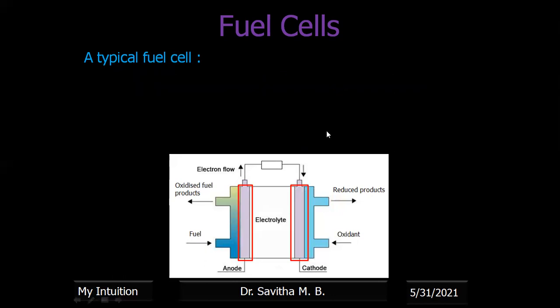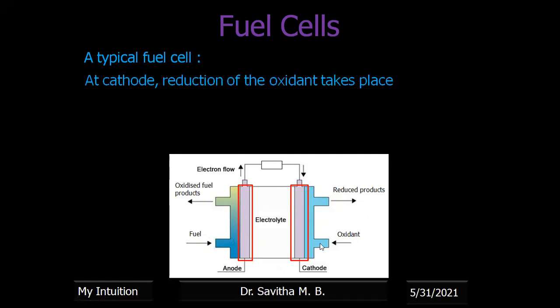Now, at the cathode, what happens? Reduction reaction takes place. That is, the oxidant accepts the electron and gets reduced. A reduced product will be obtained. So similarly, you can see at the cathode, reduced products are taken out. At the anode, oxidized fuel products are taken out.